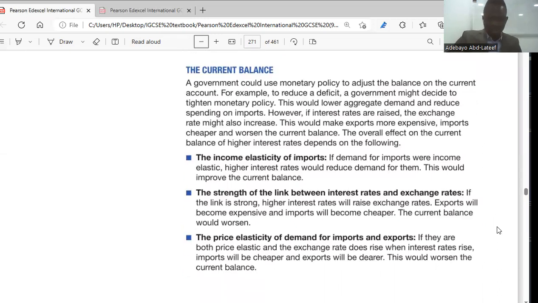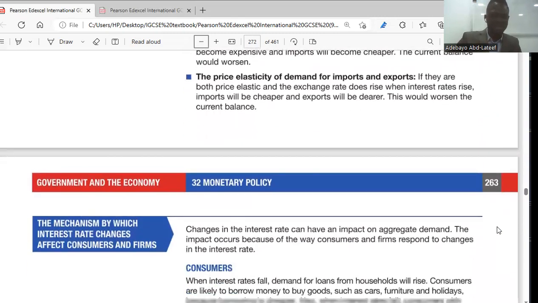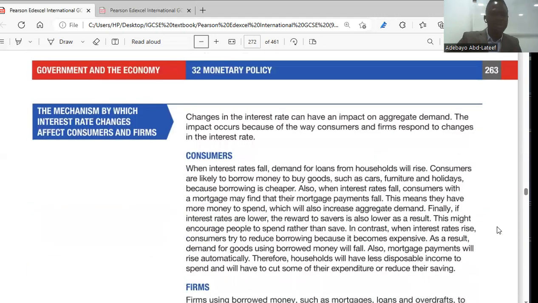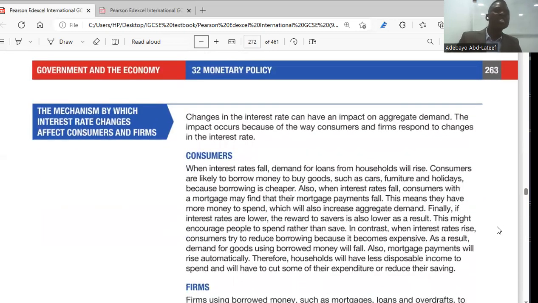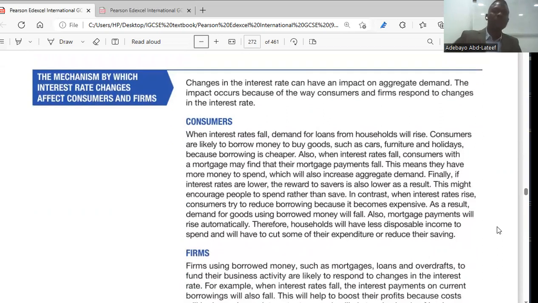So that's about that. I talked about it already. So go to page 263. Are you there? It says the mechanism by which interest rate changes affect consumers and firms. So whenever there are changes in interest rates, it can have an impact on aggregate demand. We already know what aggregate demand is, the sum of the total demand in the economy. So the impact occurs because of the way consumers and firms respond to changes in the interest rate. So how do consumers and firms respond to changes? That is the point we have to talk about.